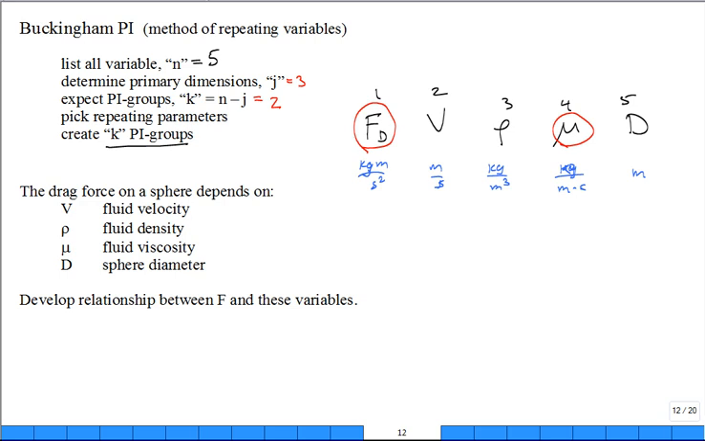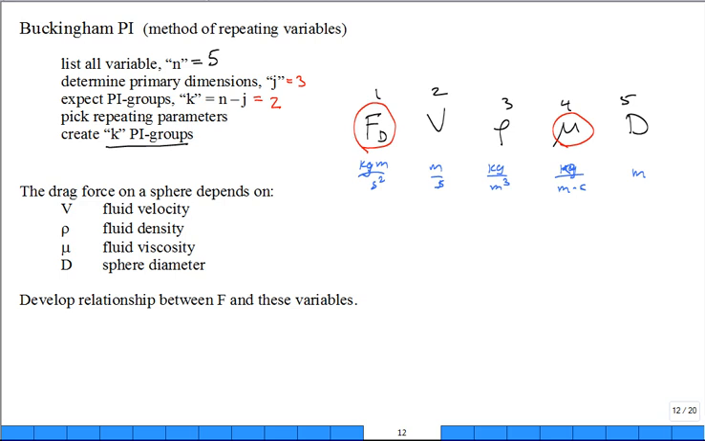Sometimes you can get stuck, okay? A lot of times it's best to pick your most complicated parameters. Which are the 2 most complicated? They have the most of the primary dimensions in them.